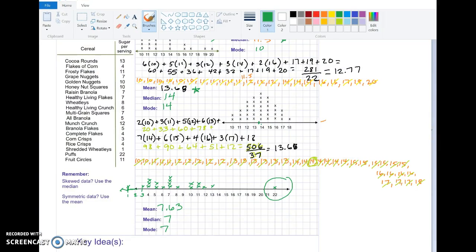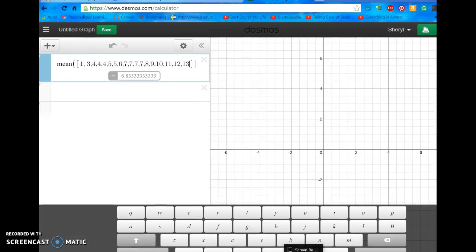It's a full point, right? This was 7.6 and it almost went down a full point. So without the outlier, without that 22, an outlier just means something that's kind of odd on the edge, right? Doesn't quite fit with the rest of the data. It's an unusual piece. We said it was 6.83.